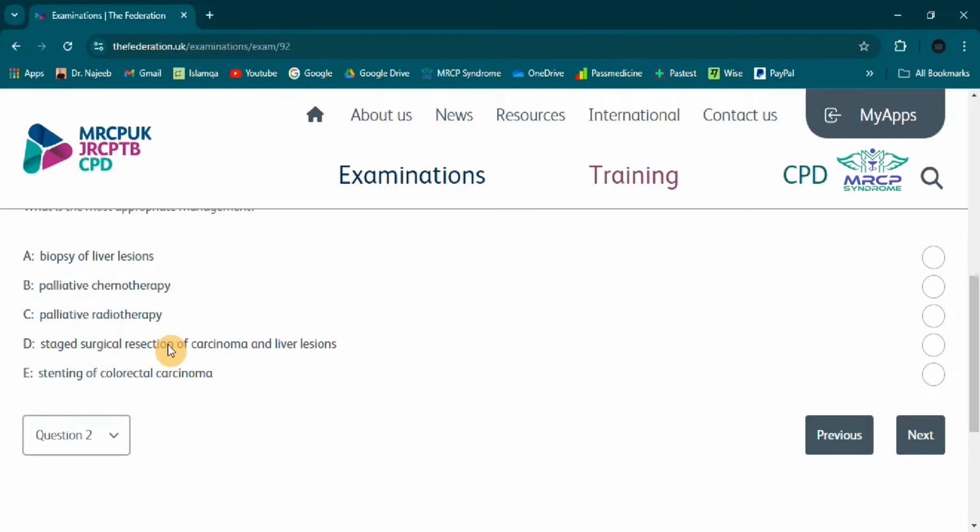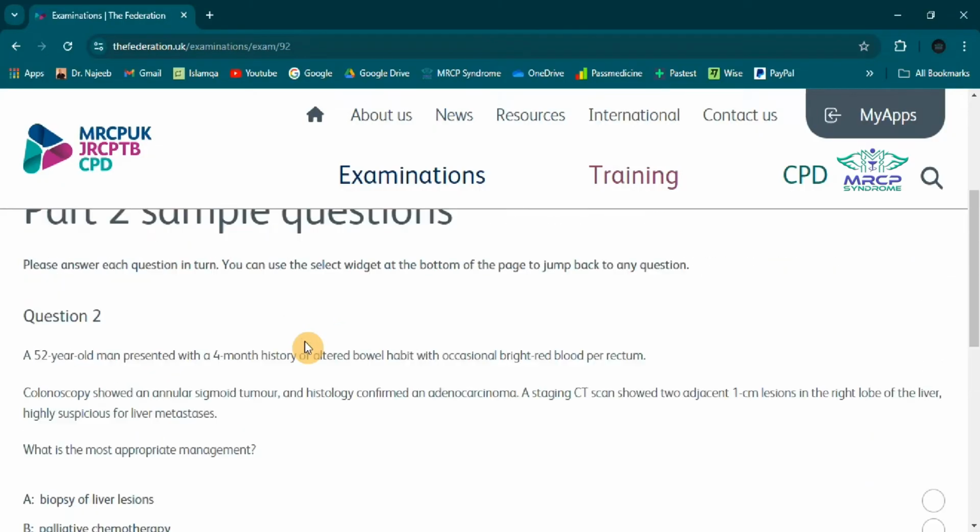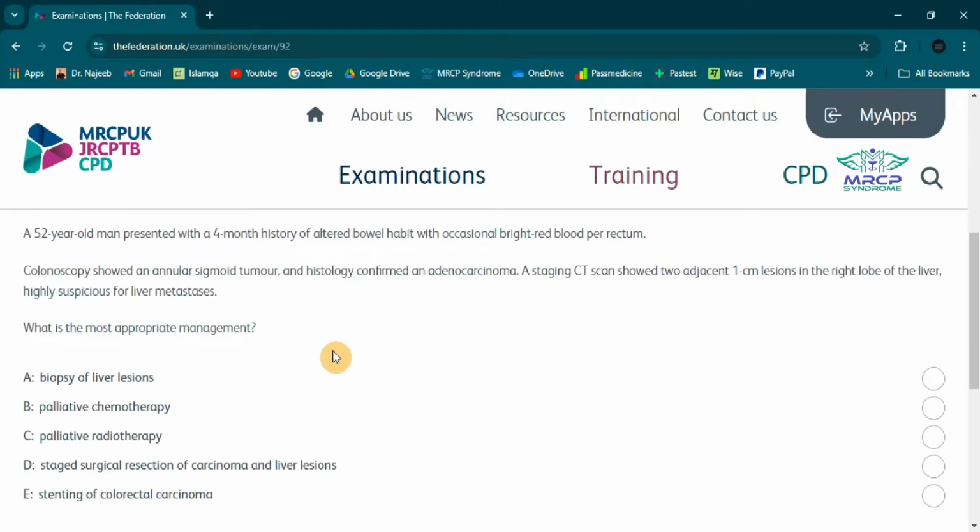And the staged surgical resection of the carcinoma and the liver lesion. This is the most appropriate management for this patient with a resectable liver metastasis and a resectable primary tumor. Surgical resection of both the primary tumor and liver metastasis will offer us the best chance for a curative outcome as well as long-term survival. And this surgical resection can either be done simultaneously or in a staged manner, meaning resecting the primary tumor first, followed by the liver metastasis, or vice versa.